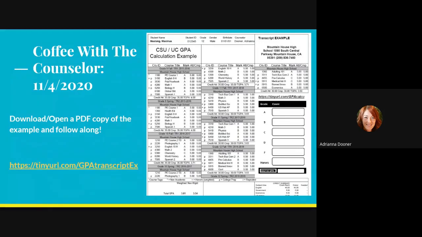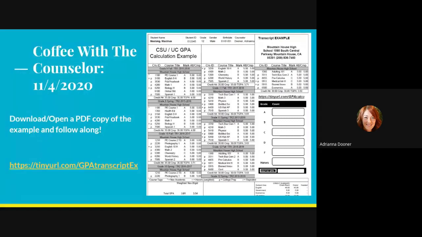So we have another example. If you're interested, I have it available for you. You can go to this tiny URL and you'll pull up this exact sample. And then I'm going to actually look at this sample with you guys and count it out and then compute it again, just to give you another run through of how this would work if you wanted to do this with your own students' transcript.